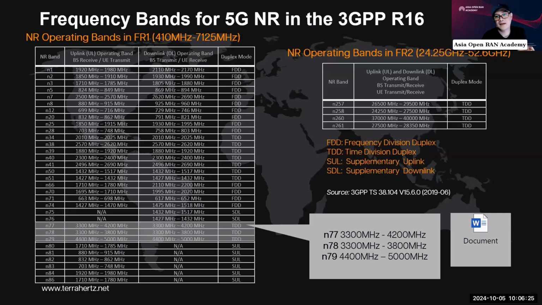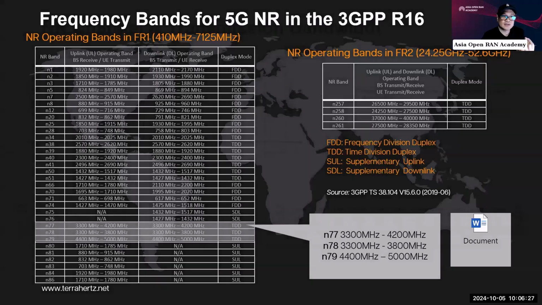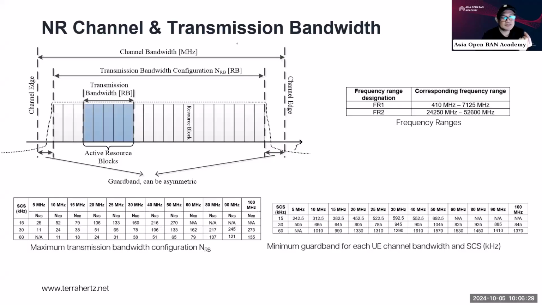Okay? Ayan. So going to a little technical. So this is what we will see in a 3GPP specification on the definition of the channel bandwidth, transmission bandwidth, maximum transmission bandwidth configuration, and UE channelization or channel bandwidth and subcarrier spacing.